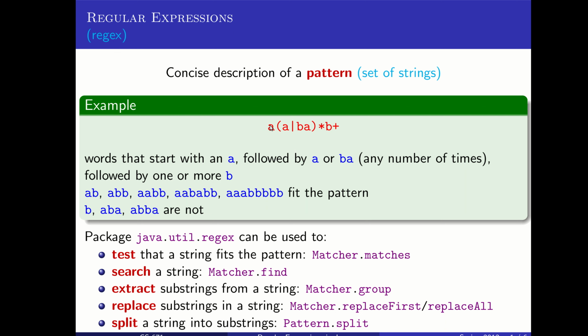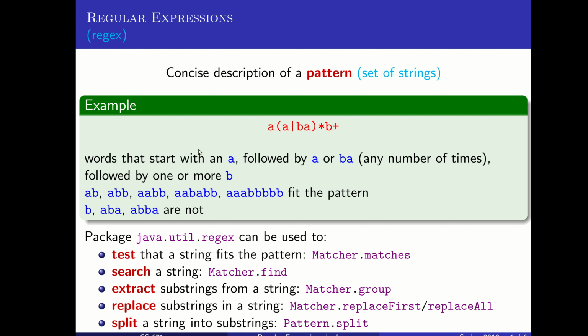So here's an example of a regular expression. It would match words that start with an A, followed by A or BA, any number of times, meaning that it could be A's or BA's repeated however many times. And in fact, it could be a mixture of A's and BA's, because it could be either of these repeated any number of times. So we can match with either over and over. And then B, at least one time, possibly more.